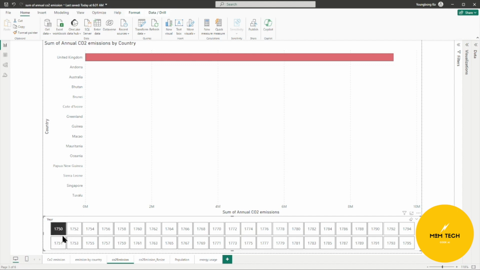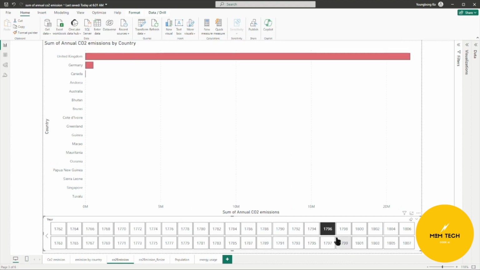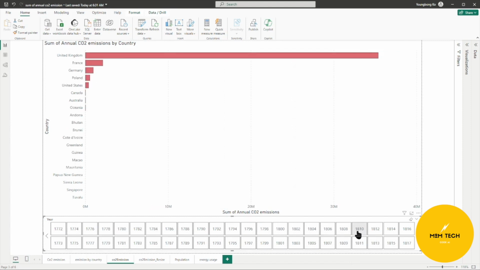In the 18th century, only the United Kingdom is showing emission. Maybe that isn't only because the industrial revolution was triggered by the United Kingdom, but also because the United Kingdom is the only one that has been counting its emission for a long time. So here it starts to show some other countries as well, but the amount is very small.